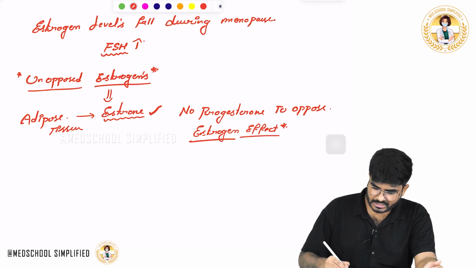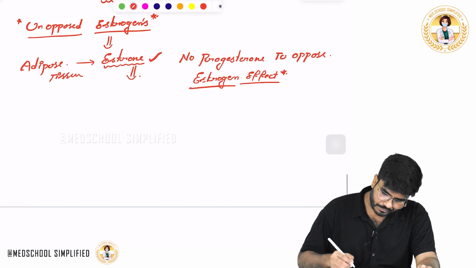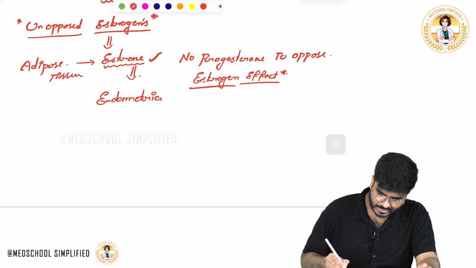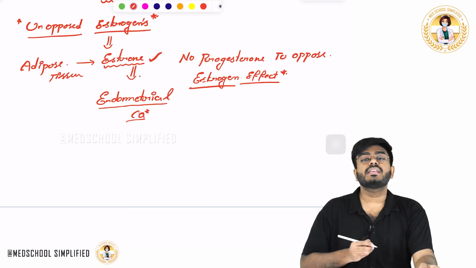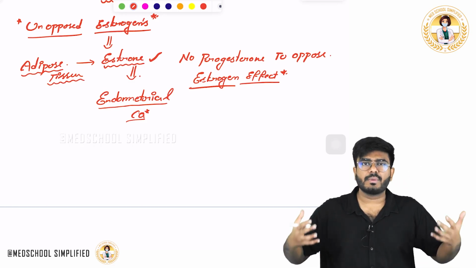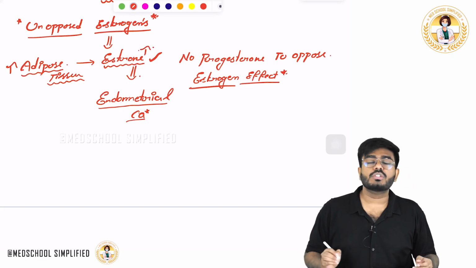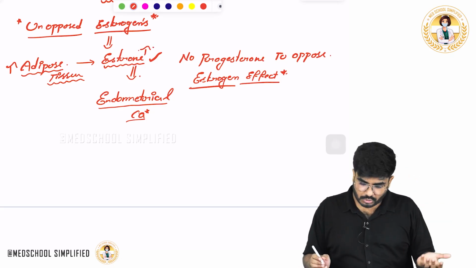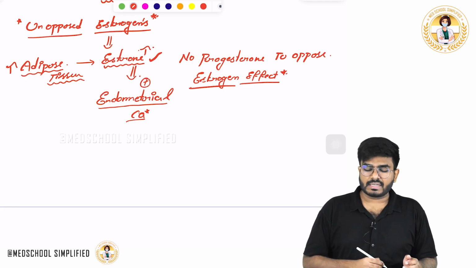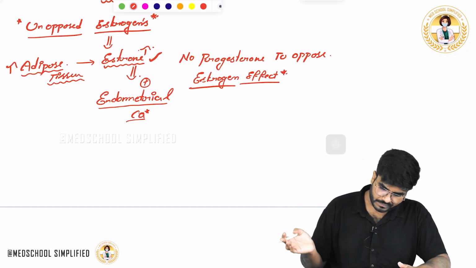So, this unopposed estrogen is going to act on the uterus, and that can lead to endometrial cancer. This is going to be especially seen in obese females. Obese females who have lots and lots of adipose tissue can have a lot of peripheral aromatization. So, lots of estrone. This estrone is unopposed estrone, and that can act on the uterus and can lead to endometrial carcinoma. So, during menopause, unopposed estrogens are going to be present.